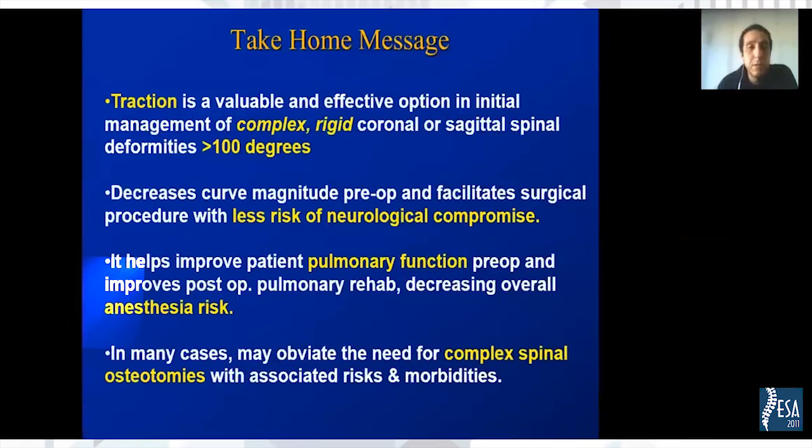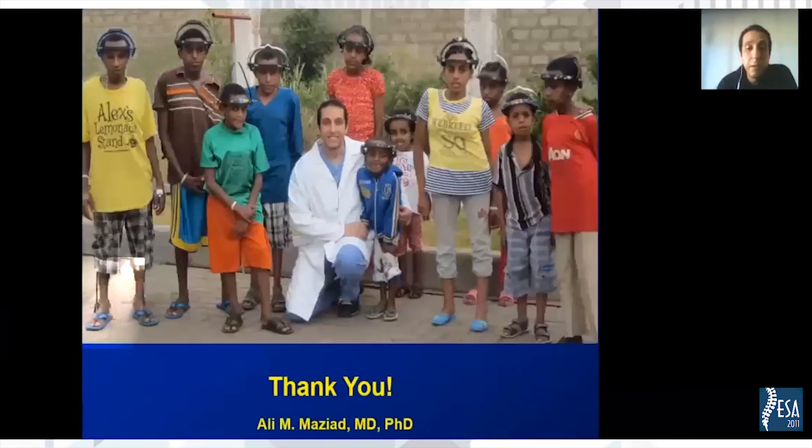The take-home message is that traction is a valuable and effective option for initial management of complex rigid curves, usually above 100 degrees. It can decrease the curve magnitude preoperatively, thus decreasing the risk of neurologic complications intra-op. It also has a very good role in improving pulmonary function, which decreases the anesthesia risk, and helps the patient with nutrition pre-op. So in many cases, it can avoid the need for complex spinal osteotomies if enough time is allowed for traction. And thank you so much.